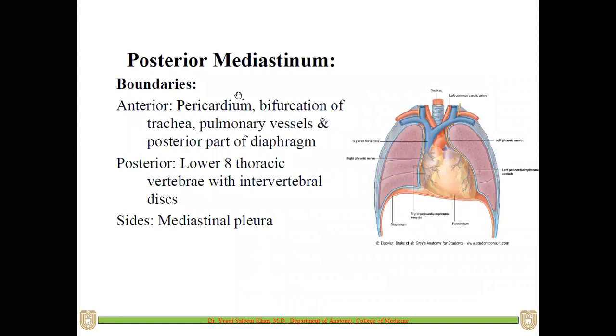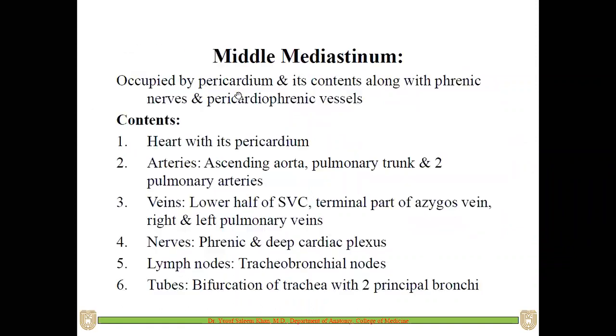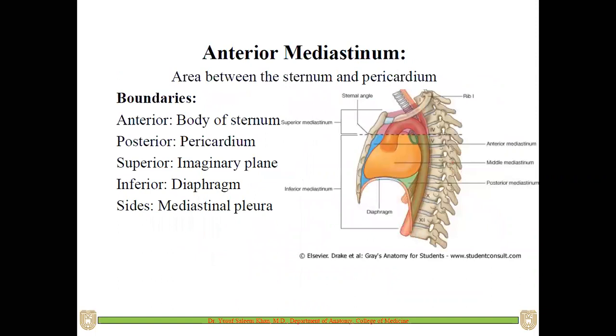Now coming to the posterior mediastinum. What is the posterior mediastinum? Whichever part is present behind the heart. So this is the posterior mediastinum. Behind the heart, that is the posterior mediastinum.